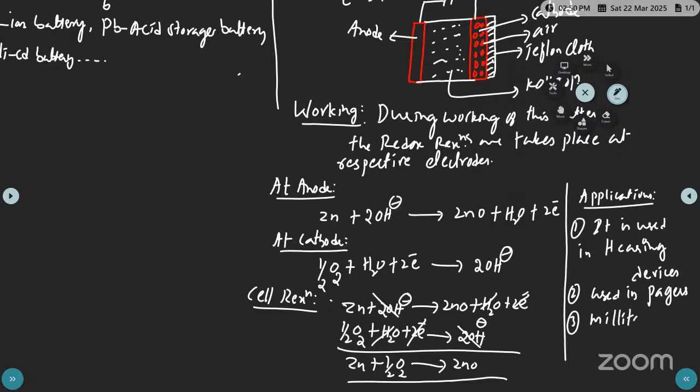Transistors. Military transistors. ఓకే మిలిటరీ ట్రాన్సిస్టర్స్‌లో యూజ్ చేస్తారు. So these are the applications of the zinc air battery.